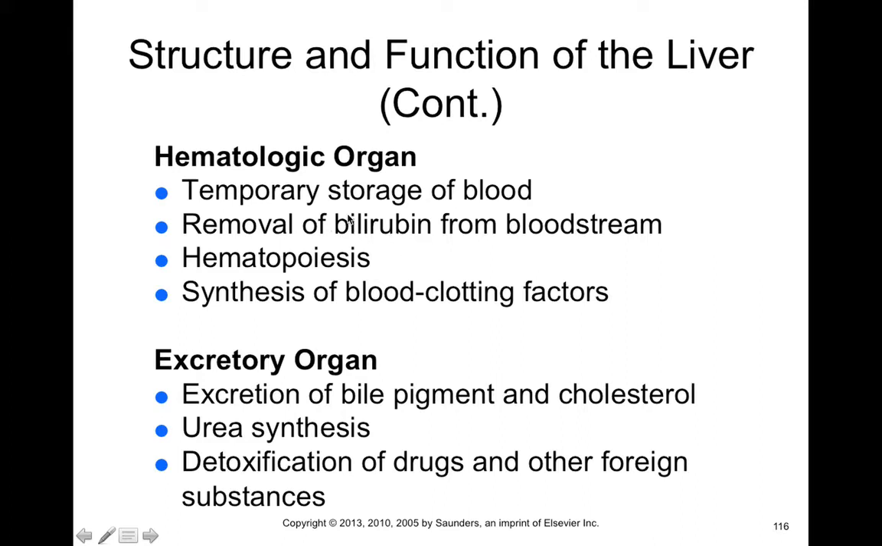And it takes those components from the damaged red blood cells, or bilirubin, to turn that into bile. And so in part, the liver helps remove bilirubin or damaged red blood cells. Now, as an excretory organ, it helps excrete things like wastes such as urea or different drugs and foreign substances. But it also helps excrete bile pigments and cholesterol. Excess cholesterol is actually excreted by the liver, and these bile pigments like bilirubin are also excreted by the liver.